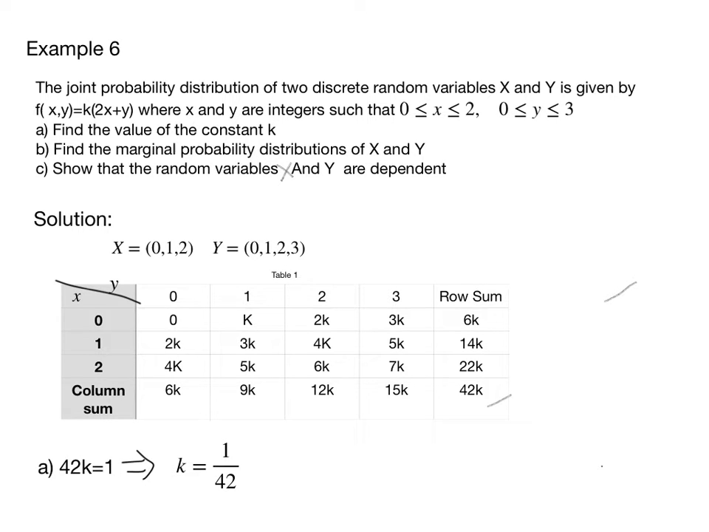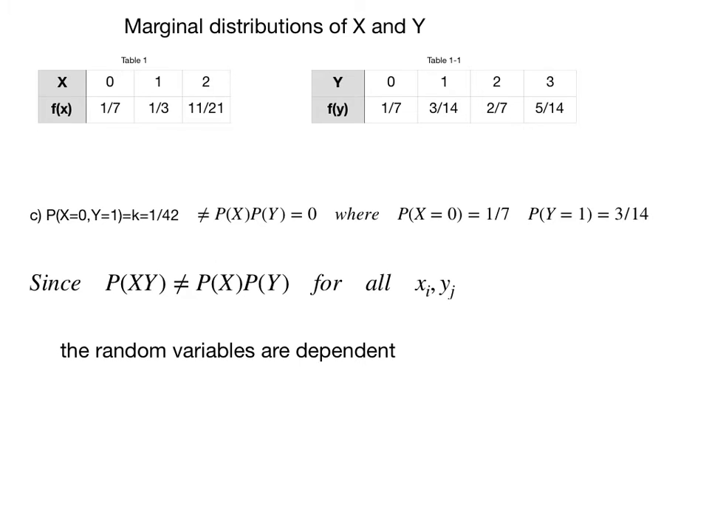And as discussed earlier, this 42k should always be equal to 1, and from this we get k is equal to 1 by 42. So using the value of k, the marginal distribution of x and y will be: x takes the value 0, 1, 2 and f of x is 1 by 7, 1 by 3 and 11 by 21. y takes the value 0, 1, 2, 3 and f of y is 1 by 7, 3 by 14, 2 by 7 and 5 by 14.